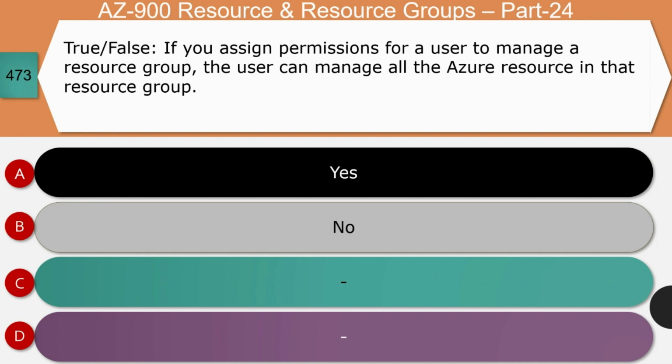Next question, true or false? If you assign permission for a user to manage a resource group, the user can manage all the Azure resources in that resource group. Is it true or false? The right answer for this question is yes. Let's see the reason. A resource group can be used to scope access control for administrative actions. By default, permissions set at the resource group level are inherited by the resources in the resource group. And so option A is the right answer.